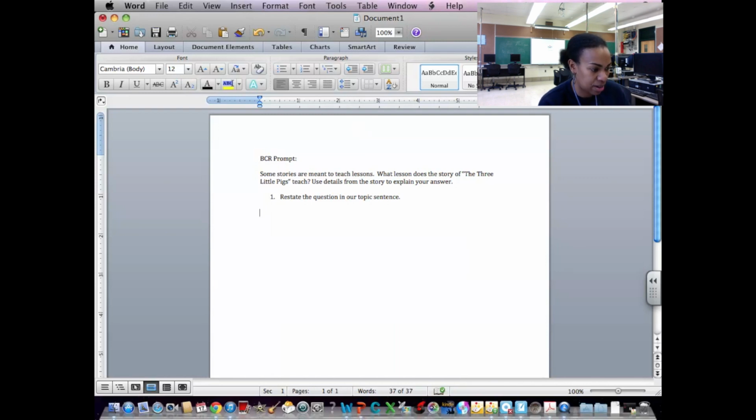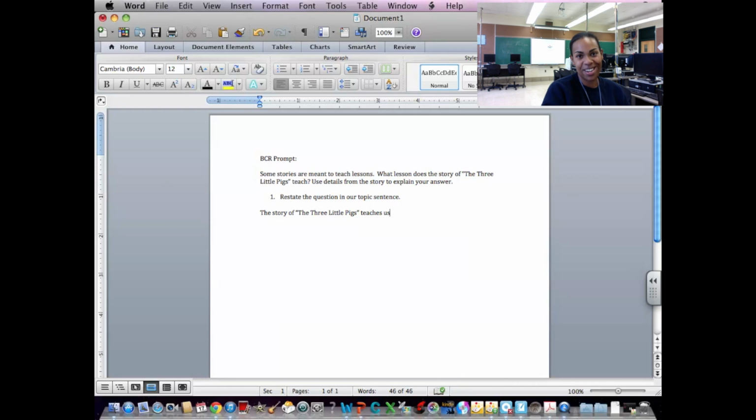What lesson does the story of the Three Little Pigs teach? So what I'm going to do is restate the question in the topic sentence. The story of the Three Little Pigs teaches us ... And from there we can continue.